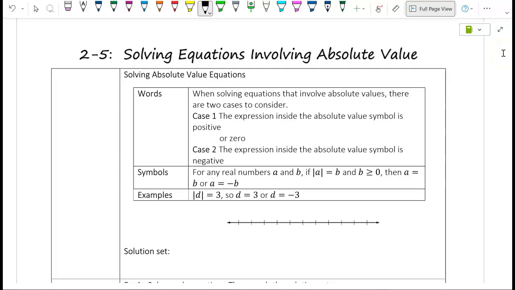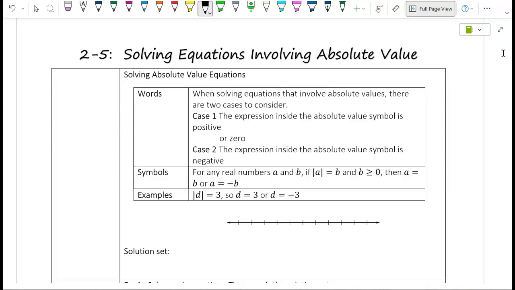All right, so we've done solving one-step equations, solving multi-step equations, solving equations with the variable on both sides. Now we're coming back around to these absolute value problems. We're going to solve equations involving absolute value. Now that means we have to remember that absolute value is a measurement. It's asking us how far a number is from 0 on a number line.